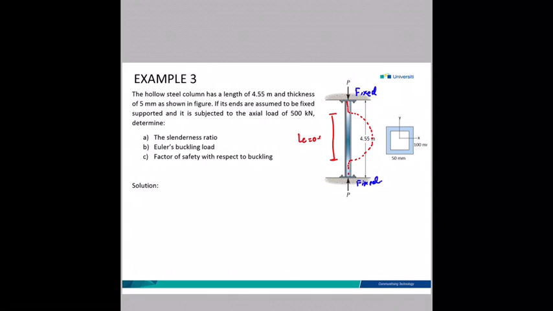LE is equal to 0.5L, is equal to 0.5 times 4.55. Then your LE is equal to 2.275 meter. If you look at the question, mentioned here the thickness is 5 millimeter. So here is 5 millimeter. Here is 5 millimeter. Same goes to here and here. So when you would like to calculate your I or your area, you need to take the outer minus inner dimension.